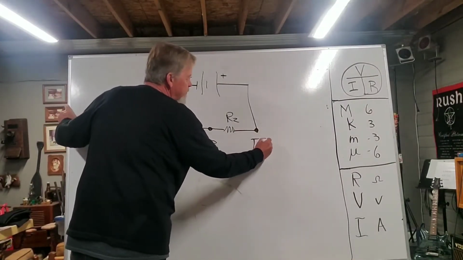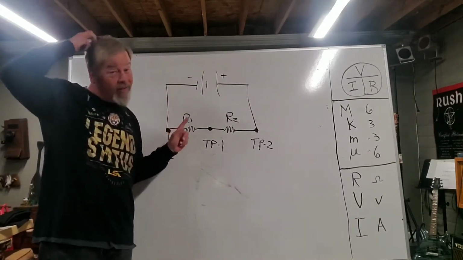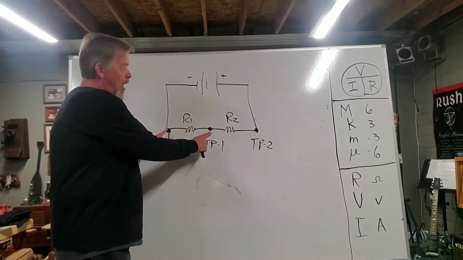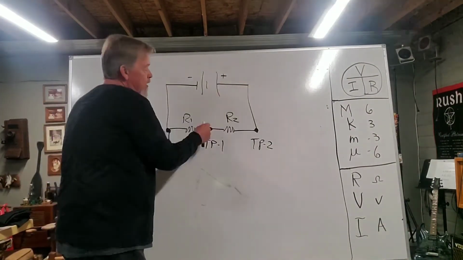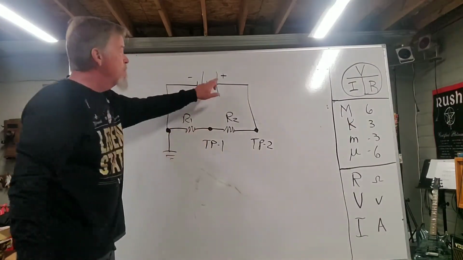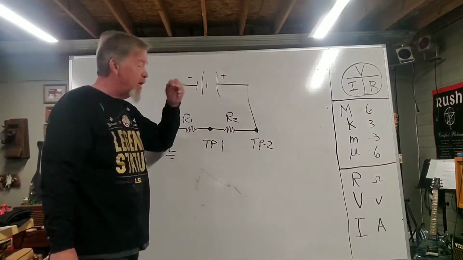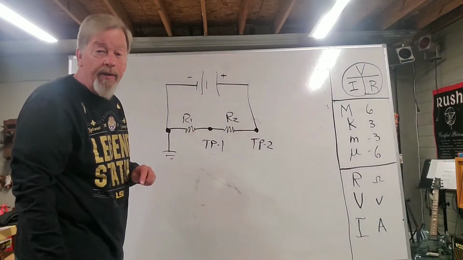Now, if my most negative point is connected to ground, and I have a test point here and a test point here, what you need to be aware of is, since I'm measuring from here, and voltage is a difference between two points, if I'm measuring here, I'm going to measure the voltage that's across test point 1. But you'll notice test point 1 is on the positive side of that source in reference to ground. Ground's the most negative. So I'm going to measure a positive voltage at test point 1, and from ground to test point 2, I'm also going to measure a positive voltage.